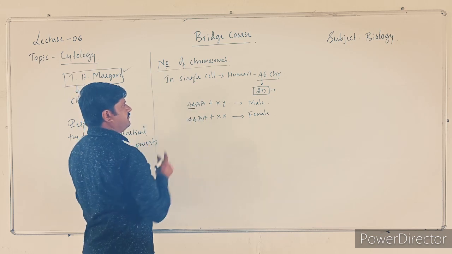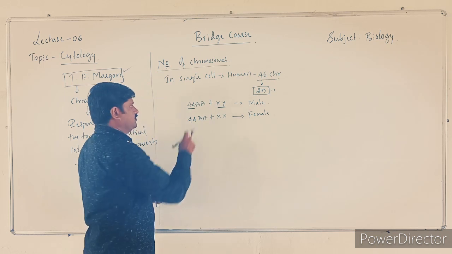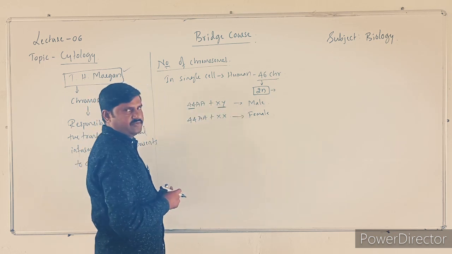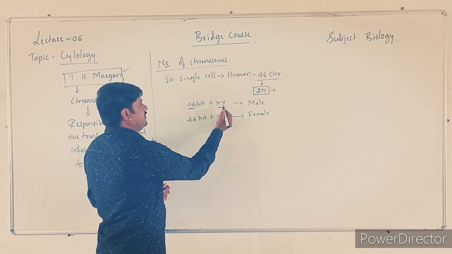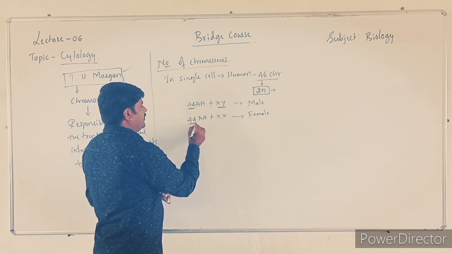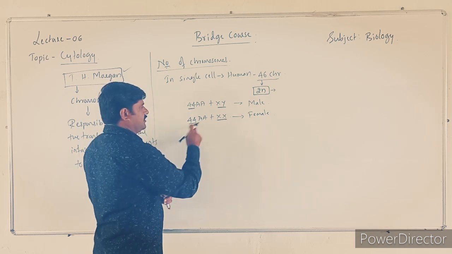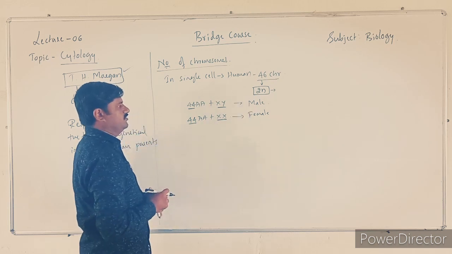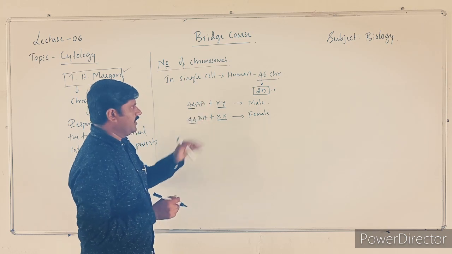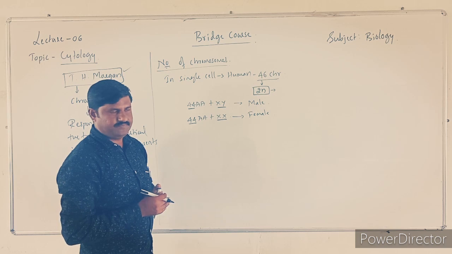Totally 44 chromosomes are there, and these two are also chromosomes. 44 plus 2, 46 chromosomes are present in male, especially the Y chromosome is present in male. And 44 chromosomes are there and XX, two chromosomes. Totally 46 chromosomes in female. This way we indicate the number of chromosomes in male as well as female.